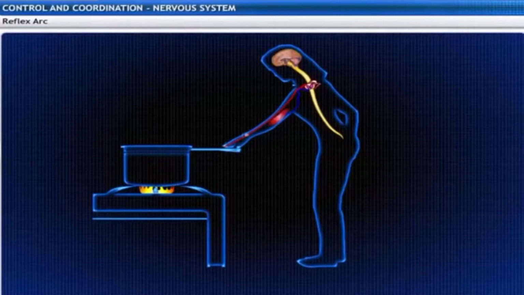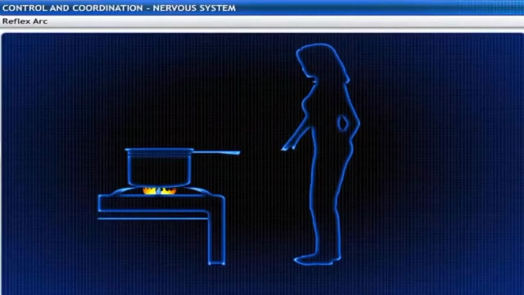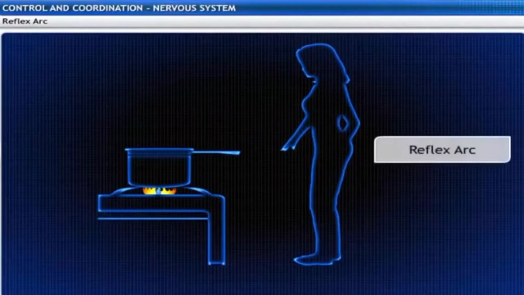To overcome this problem, the nerves that detect heat are connected to the nerves that move muscles. Now the process of detecting the heat signal is complete. This pathway is called a reflex arc.